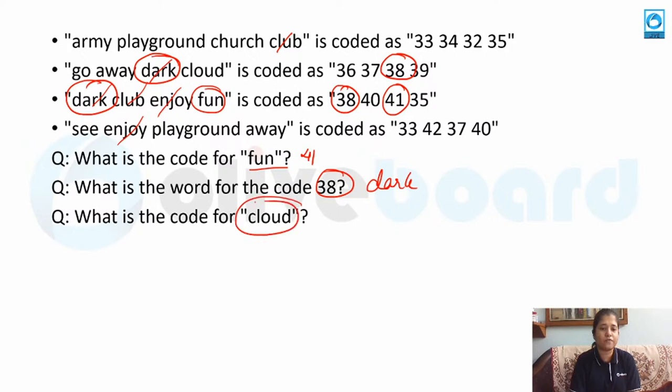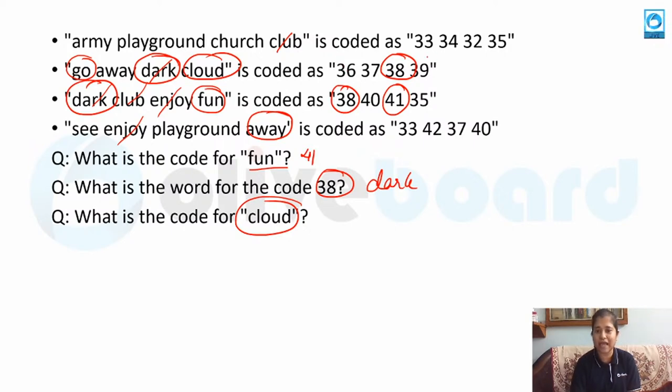So what is the code for cloud? Let's find where we have cloud. So we have cloud here, and cloud is nowhere else, right? And we have go and away. Away, you can see that it's there in the third one and in the fourth one, right? But you can see that go is nowhere else used. So there are two codes that are not used, that's go and cloud. Between go and cloud you will have a confusion. If the option is "cannot be determined", we'll mark that. If it is given as "either or", that means we have two codes in here.